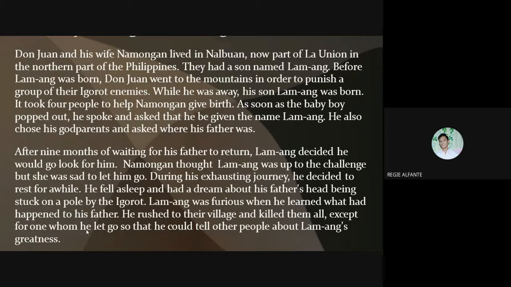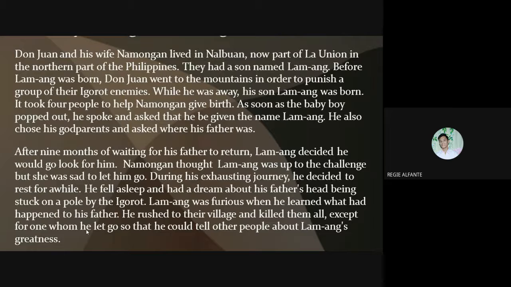Before Lamang was born, Don Juan went to the mountains in order to punish a group of their enemies, the Igorot. While he was away, his son Lamang was born. He took four people to help Namongan give birth. As soon as the baby boy popped out, he spoke and asked that he be given the name Lamang. He also chose his godparents and asked where his father was.